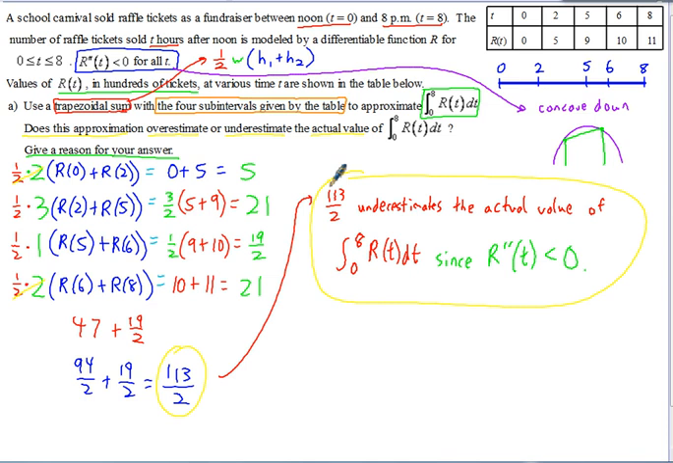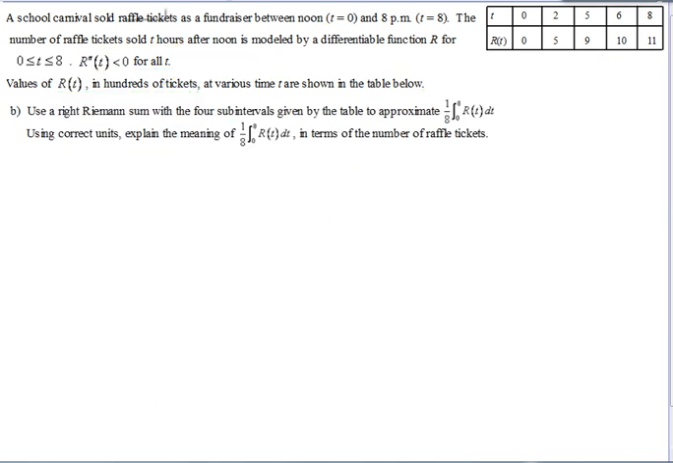All right, let's take a look at part B on the same problem here. So this time though, it's a different method. It says use a right Riemann sum, so we're using rectangles this time, with the 4 subintervals given by the table to approximate. Notice what we approximate is a little bit different. It's got a 1/8 out in front. And then using correct units, explain the meaning of this.